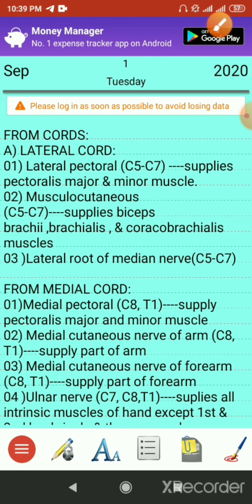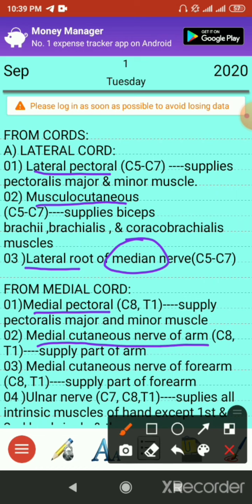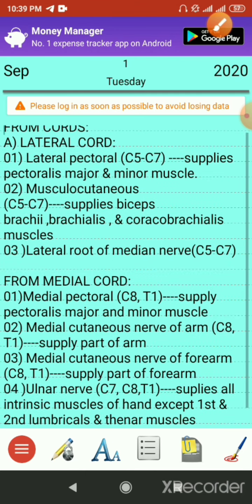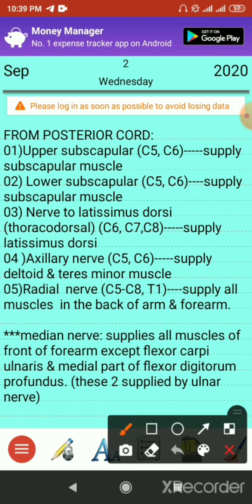From the lateral cord, the branches are lateral pectoral nerve, musculocutaneous nerve, and lateral root of the median nerve. And from the medial cord, the branches are medial pectoral nerve, medial cutaneous nerve of the arm, medial cutaneous nerve of the forearm, and ulnar nerve. And the last one is the medial root of the median nerve. Then what are the branches coming from the posterior cord? Upper subscapular, lower subscapular, nerve to the latissimus dorsi, or another name is thoracodorsal nerve, axillary nerve, and radial nerve.